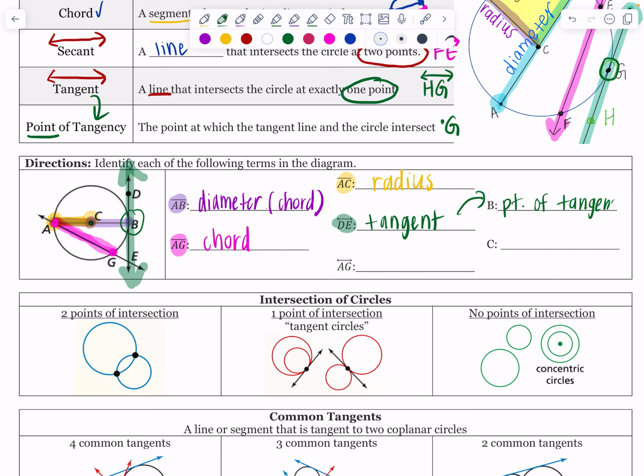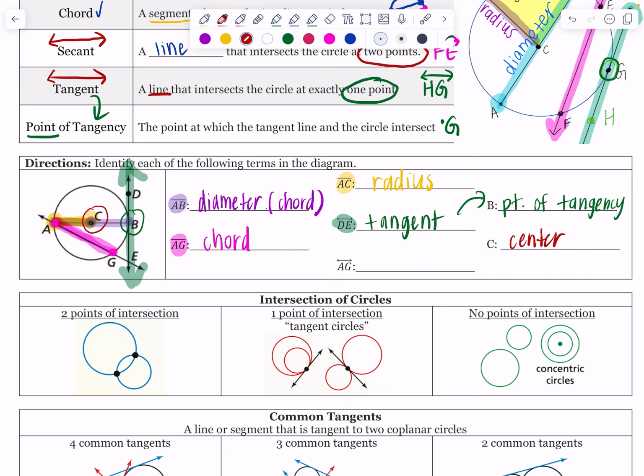And that will come in handy later whenever we start learning a few of our theorems. Point of tangency. Okay, what is point C? Well, point C is smack dab in the middle of this circle. That is going to be called the center. So this is the circle that's centered at C.